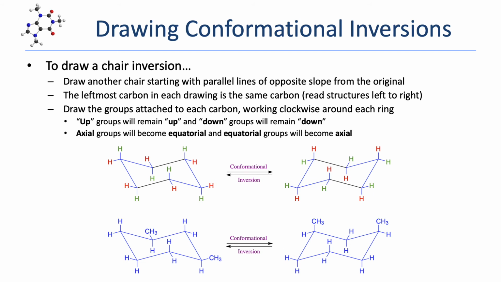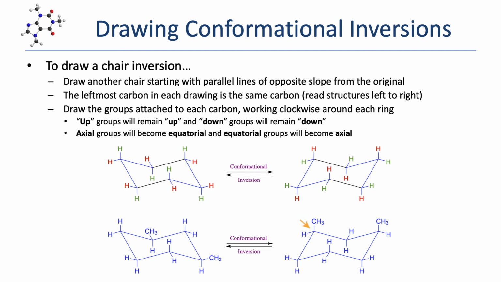Now, to get all the other groups in the right places, we're going to work our way around clockwise on both drawings. If we go clockwise on the left structure, the next carbon going clockwise has a methyl group upward and equatorial, and a hydrogen downward and axial. Now, find that carbon on the second conformation. It would be going clockwise from the leftmost carbon, and that's here.